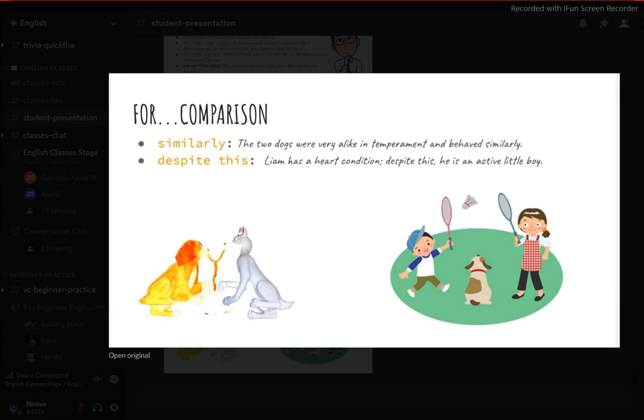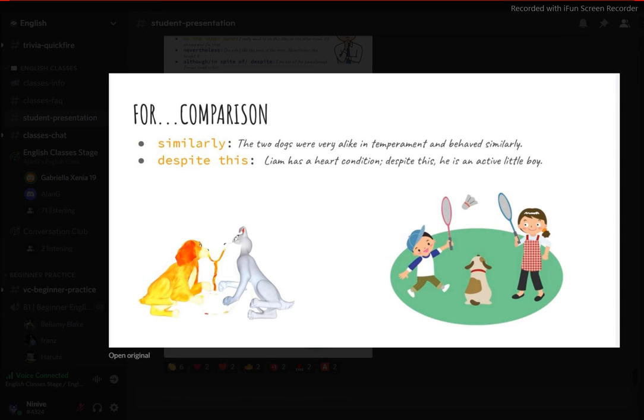Okay. Here we have the words that are used for comparison, which are really similar to those that are used to make contrast. So here we have the words similarly and despite this. Let's read the examples. The two dogs were very alike in temperament and behaved similarly. The other example is Liam has a heart condition. Despite this, he is an active little boy.